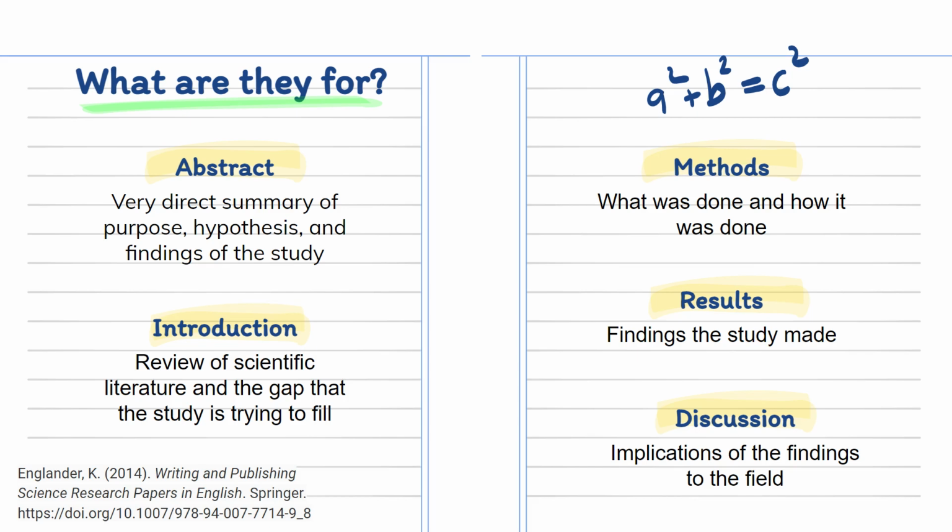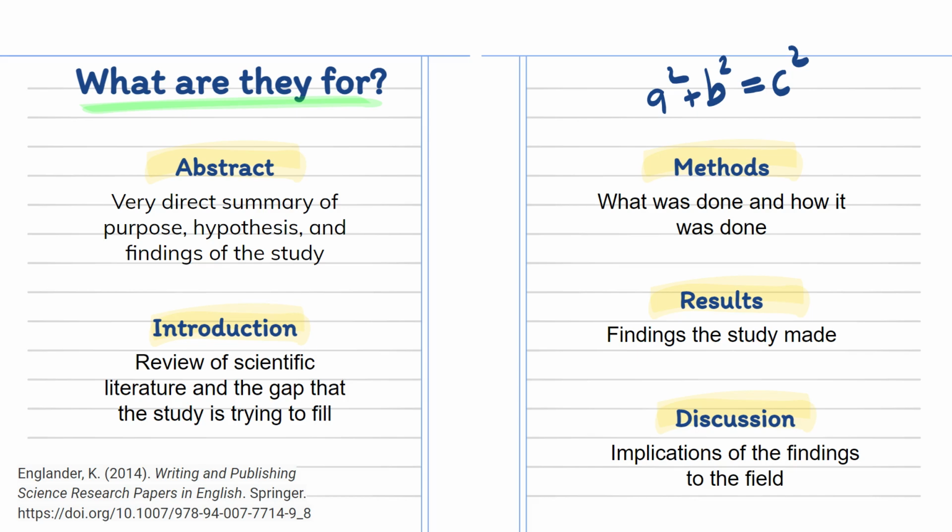Then we have an introduction where there's a review of the prior scientific literature of the field, giving you some context, then explaining what a possible gap in that literature is and how this study is trying to fill that gap. Then we have the methods section, where they will explain what was done and how they did it. Then the results, which is just the findings that they made. And lastly, the discussion section, where the implications and meanings of the findings are explained.